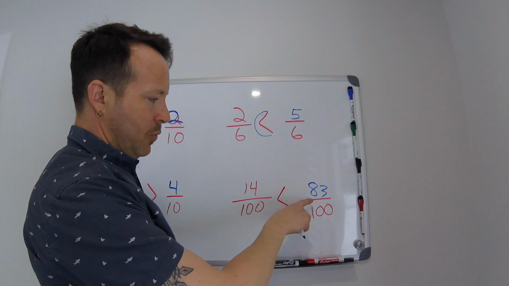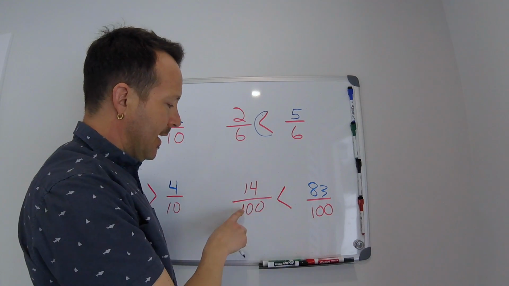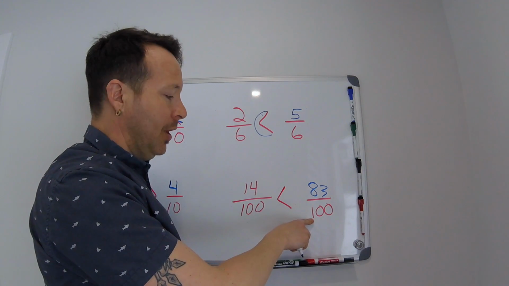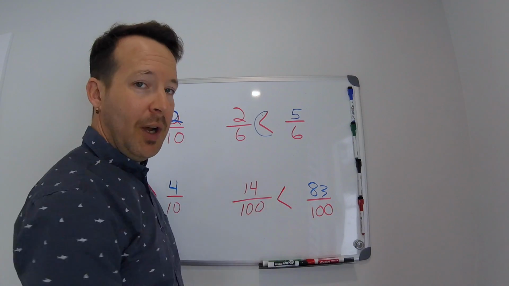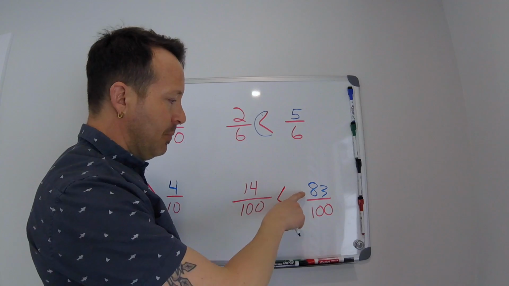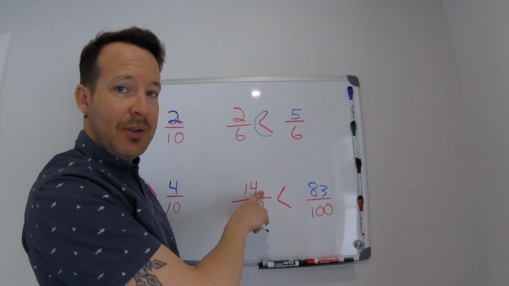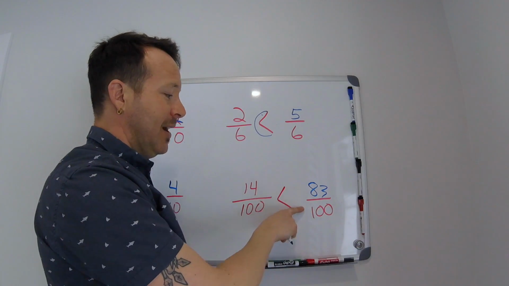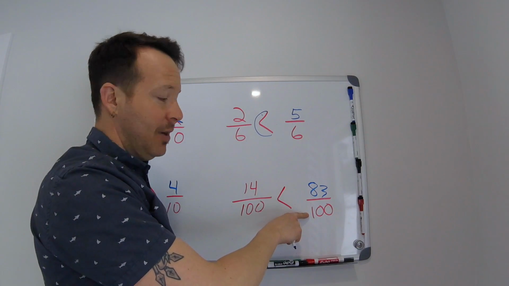So what number could I pick here? Well, I can pick any number up to 99, or even 100. 100 over 100 would mean that it's one whole. But you can pick any number as long as it's greater than 14. So remember, the numerator cannot be greater than the denominator.